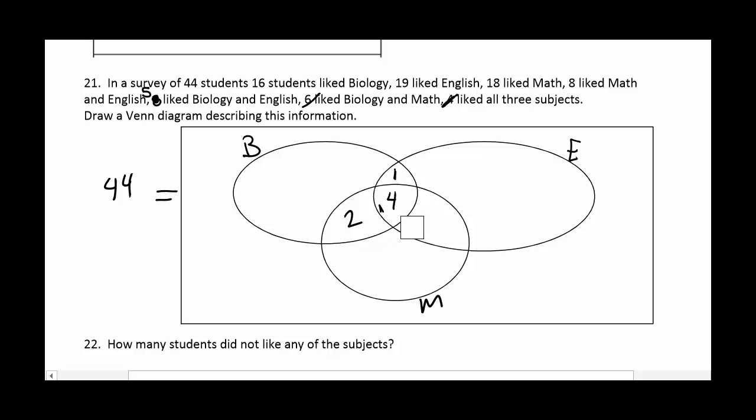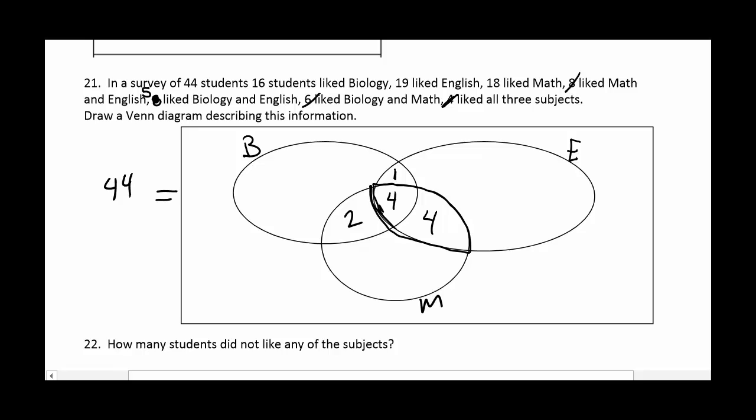Okay, oh good. This next one I didn't screw up. So 8 liked math and English. So I'm looking at this bubble right here. And if there's 8 that liked math and English, well, I know where 4 of them are, so it's got to be 4 here.